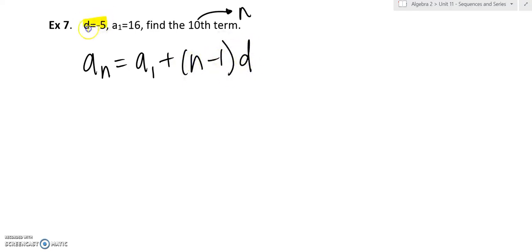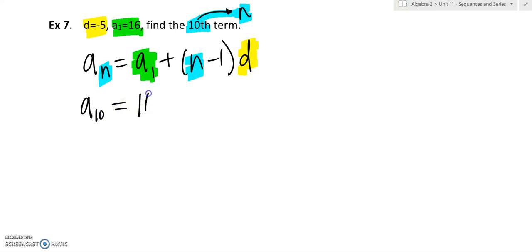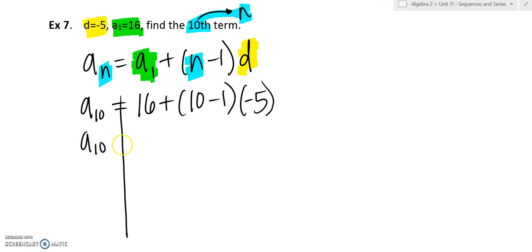I'm going to color code again. I'm going to do D is yellow, A sub 1 is green, and then the n is blue, and I just got to plug them in. So A sub 10 is equal to 16 plus 10 minus 1 times negative 5. Okay, and if this is easier, let's do times negative 5 in parentheses so you don't get that mixed up. And again, I'm looking to break down the right-hand side because I want to know what A sub 10 equals. Think into PEMDAS.